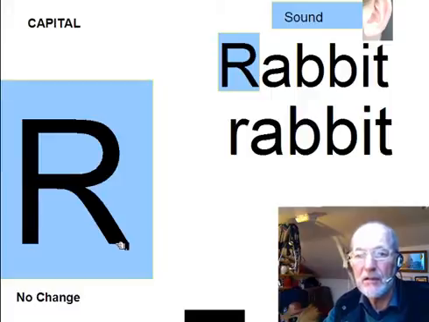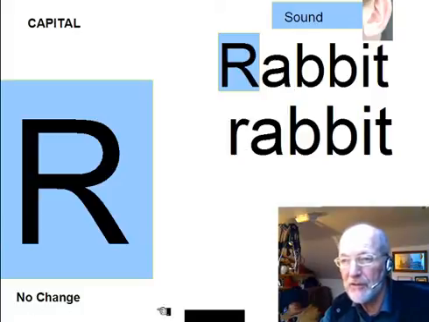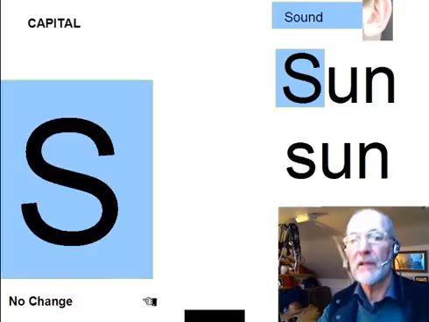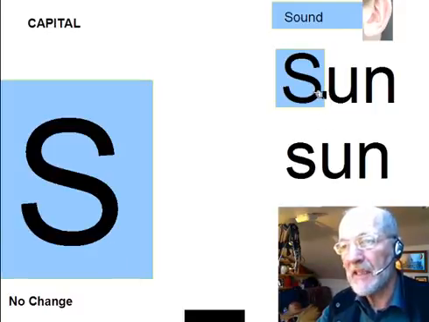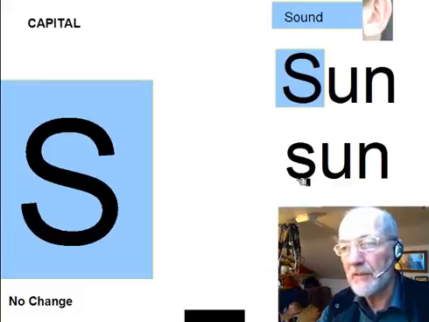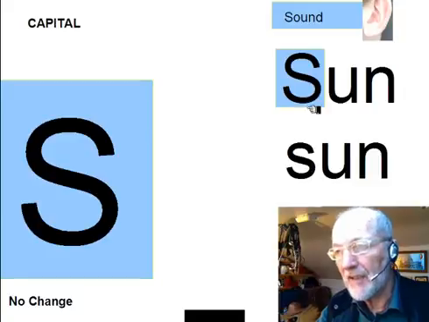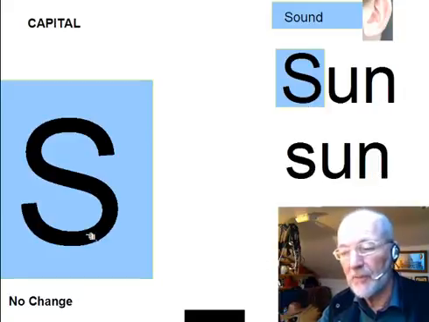R. Rabbit. Capital R, rabbit. Small r, rabbit. No change. S. The name is S, but the sound is S. Sun. On capital S, sun. On small s, sun. No change between the two.